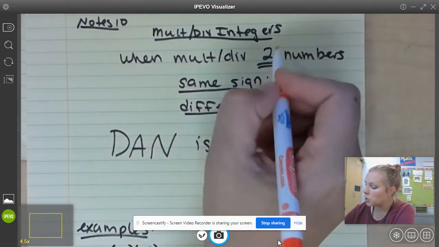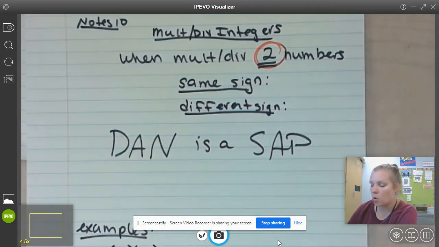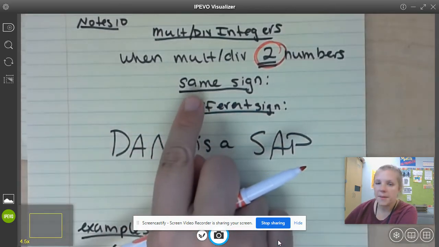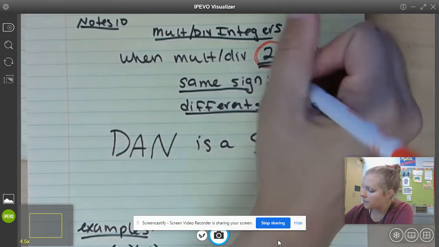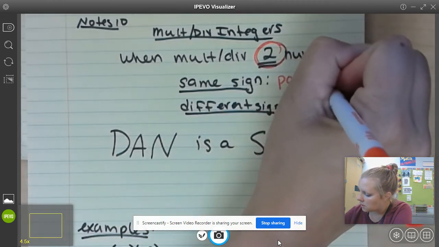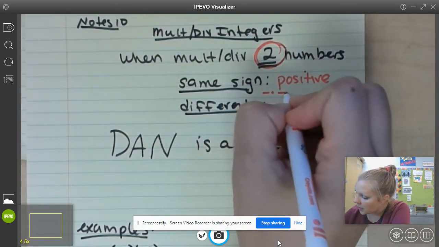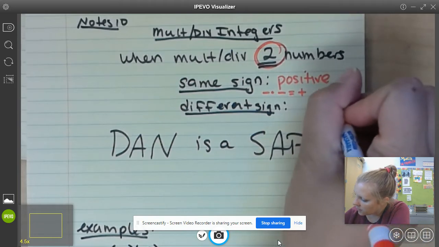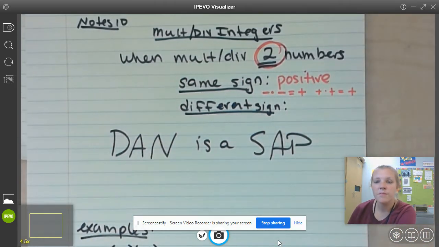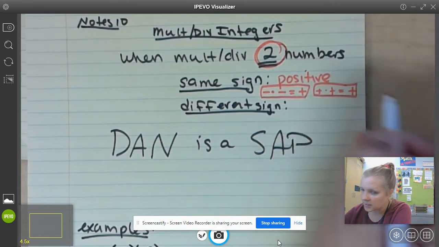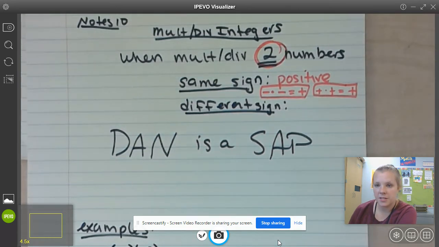So when you multiply two numbers, this only works when you have two numbers. If you have a whole list of numbers that you're going to multiply, you can't use these rules. I'll show you how to do those a little bit later. But no matter what, if the signs are the same, the answer is positive. It doesn't matter if they're both negative or both positive. A negative times a negative is a positive, and a positive times a positive is positive. If they're the same, it's positive. If the two signs are different, it's negative.